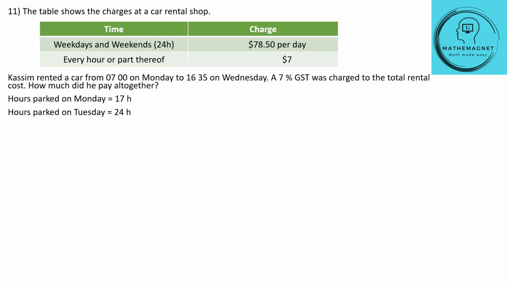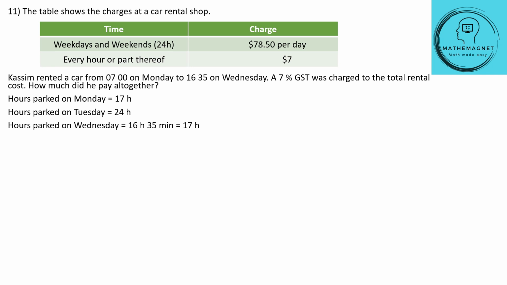Hours parked on Tuesday will be 24 hours. The entire Tuesday he is parked, and on Wednesday he is parked till 16:35, which is 4:35 p.m., which is equal to 16 hours and 35 minutes. Now every hour or part thereof is also rounded off to 1 hour. So 16 hours 35 minutes will be equivalent to 17 hours.